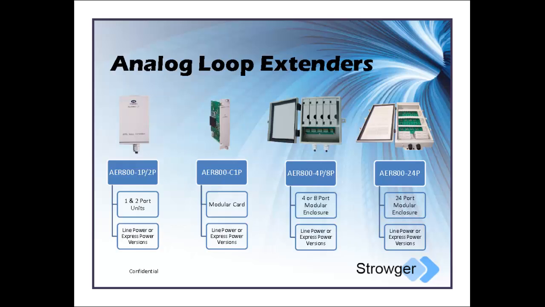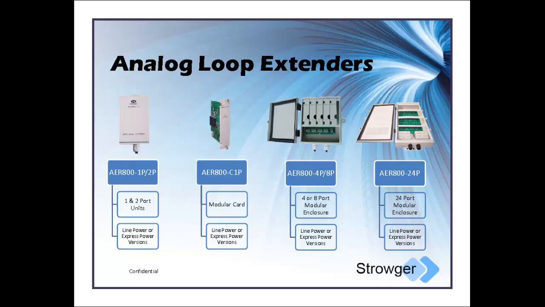Let's talk a little bit about the analog loop extender family. The AER 801P or 2P is just a single small little device. It's about the size of 2 king-size packages of cigarettes. You can install this easily in any pedestal. You basically open up the pedestal, scotch lock onto the pairs as they go by, and toss the loop extender in the back of the ped, and you're done. Close it up and go on.